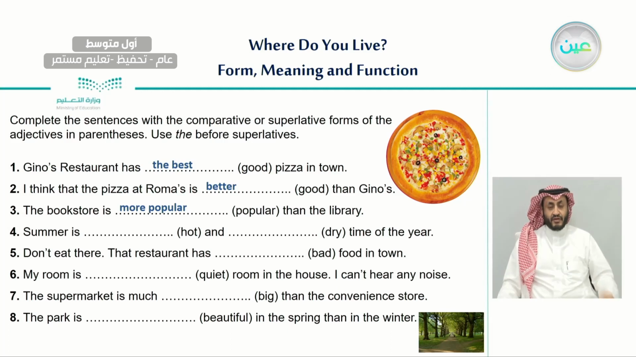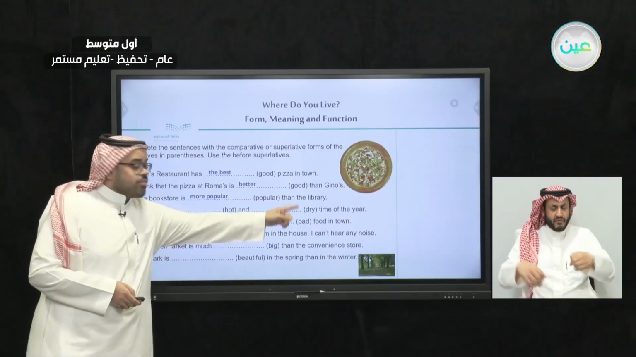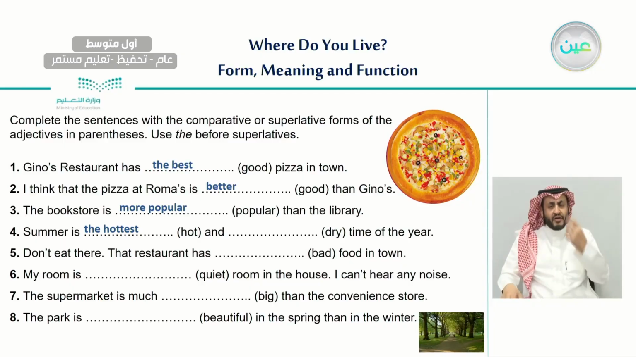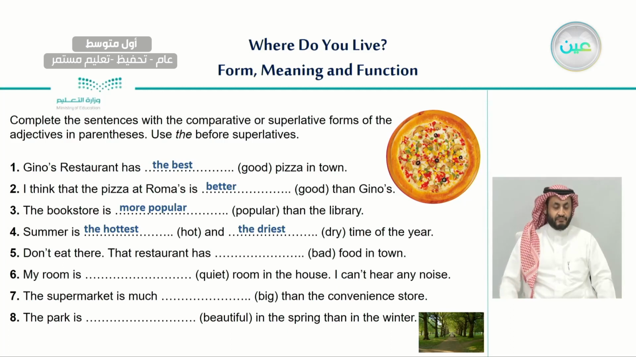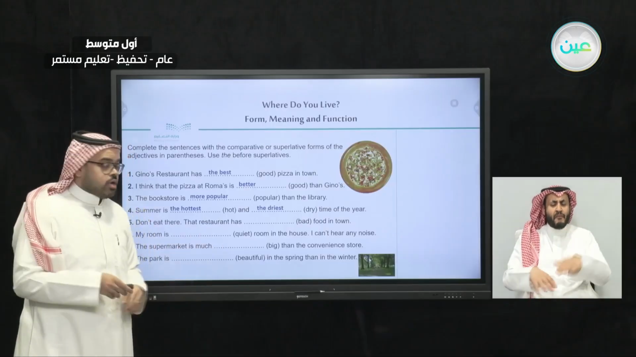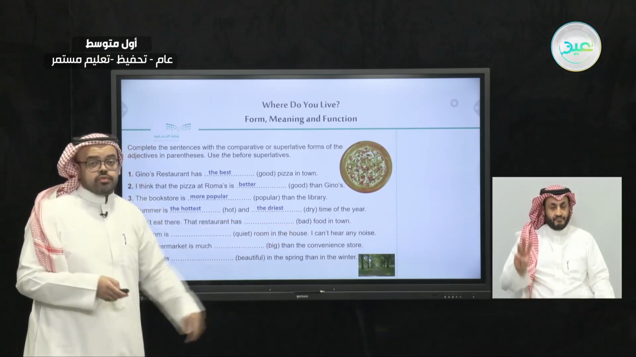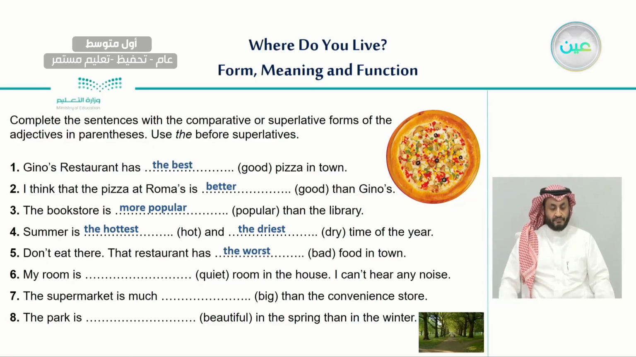And number four, summer is, and the adjective is hot, and dry time of the year. So here we are comparing the weather of the entire year. So we would use the superlative form. Summer is the hottest and the driest time of the year. And number five, don't eat there. That restaurant has bad food in town. So now we are comparing for the whole town. And since we have this adjective bad, the superlative form of bad is the worst.